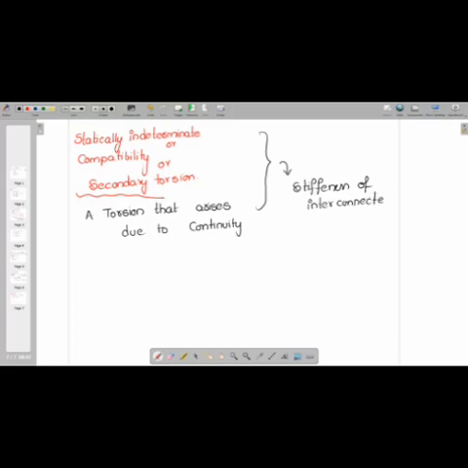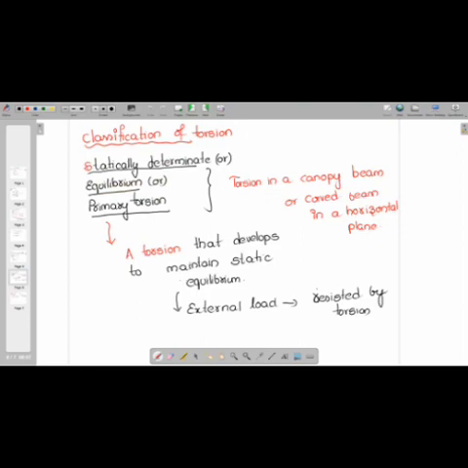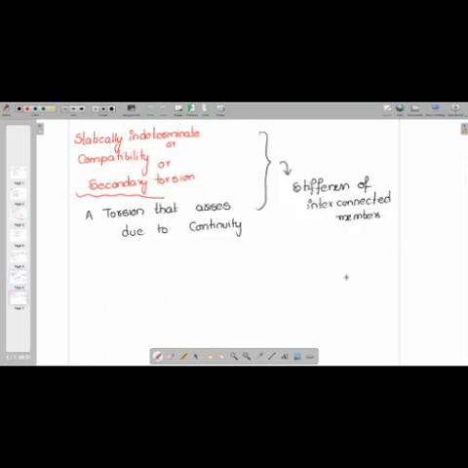Now immediately Rohit will ask me, sir, what are the examples of statically indeterminate or compatibility torsion? Here you told, for statically determinate, canopy beams or curved beams. Rapid rotation we should not say. It is a kind of torsion which is not balanced. Actually, there is a continuous rotation in this way, but not of equal magnitude.